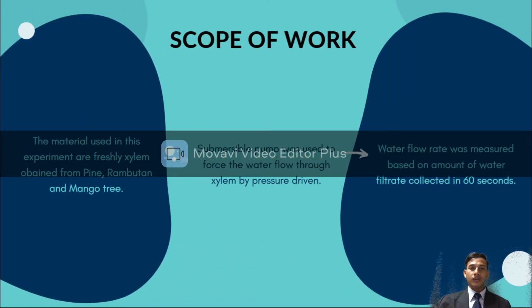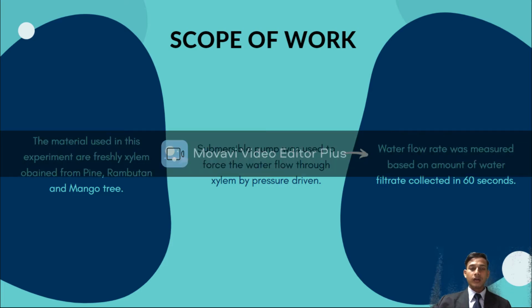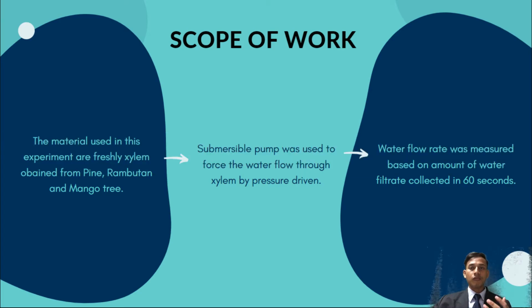Scope of work of this experiment: first, the materials used are fresh leaves xylem obtained from pine, rambutan, and mango trees. Second, a submersible pump was used to pass the water flow through the xylem by pressure driven. Third, water flow rate was measured based on the amount of filtrate collected in 60 seconds.